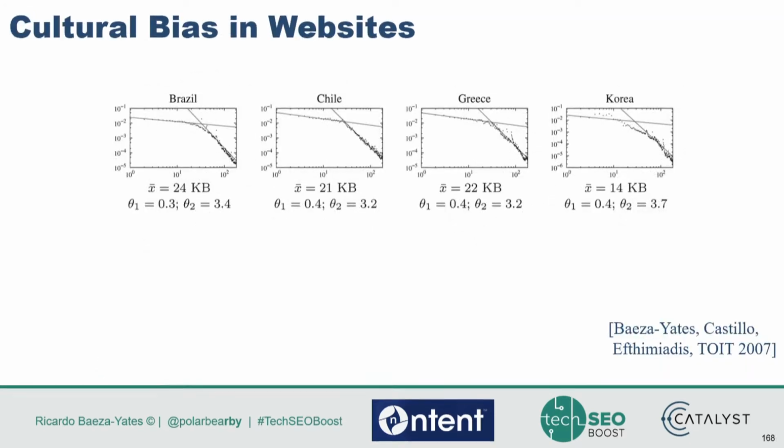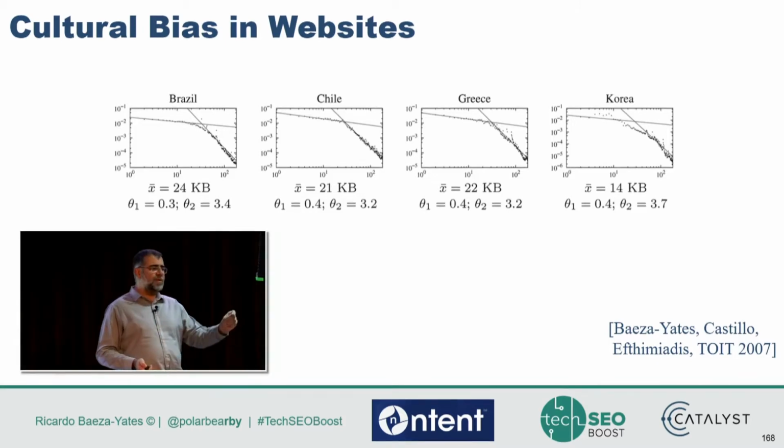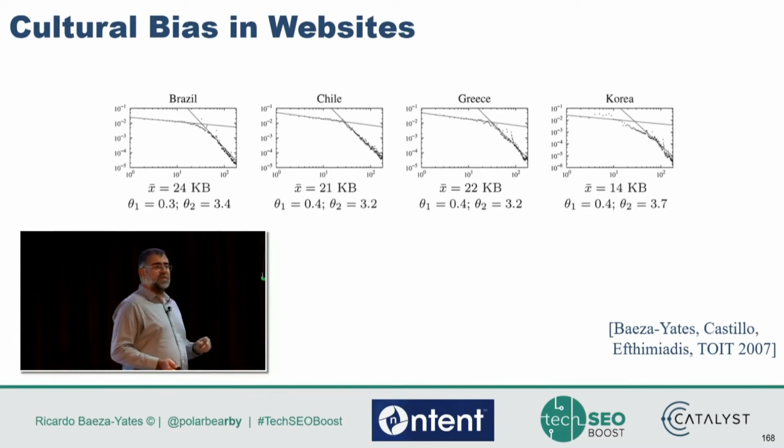Let me give you an example of cultural bias. This graph shows 4 different countries and the size of web pages in these countries. And you can see the average here. So the average goes from 24 kilobytes in Brazil, almost the same in Greece, smaller in South Korea. I will explain that in 1 minute. Why is it smaller in South Korea? So these are cultural differences. It's smaller in South Korea because of a cultural difference.